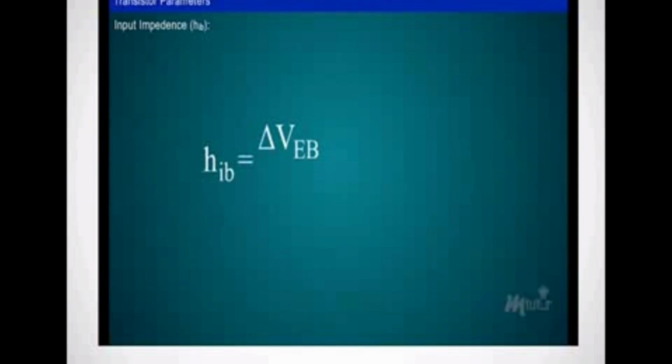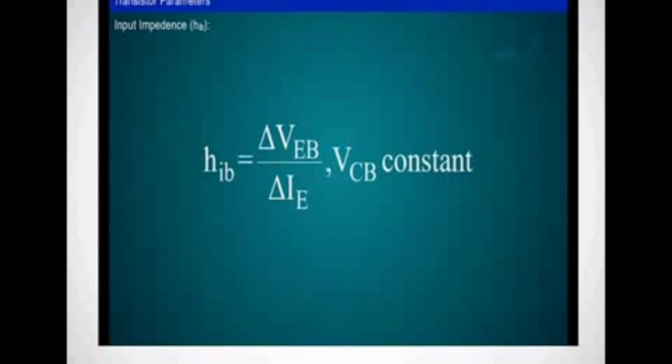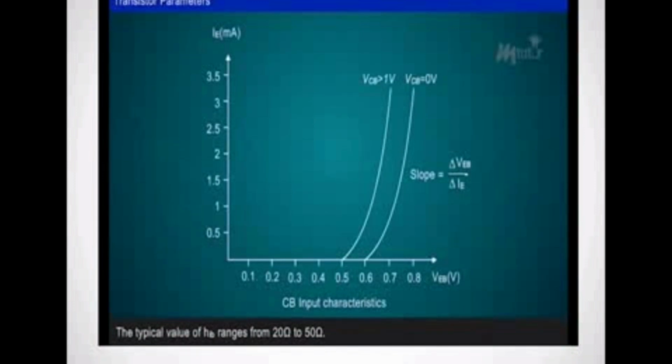Input impedance is delta VBE, that is base emitter voltage, divided by delta IE, that is the emitter current, when the collector base voltage is constant. So you get the graph like this.